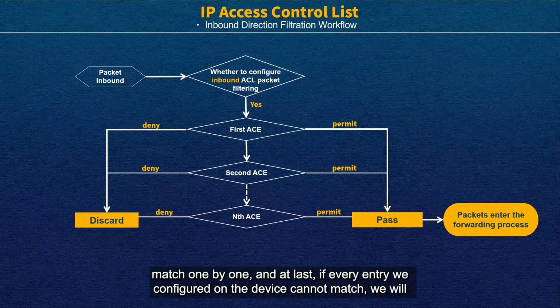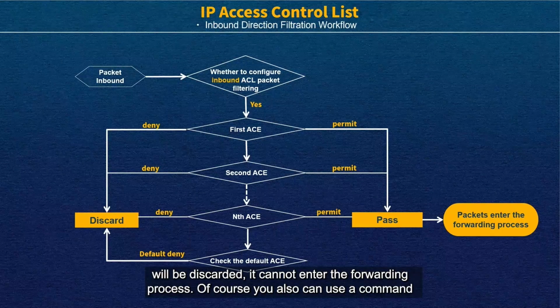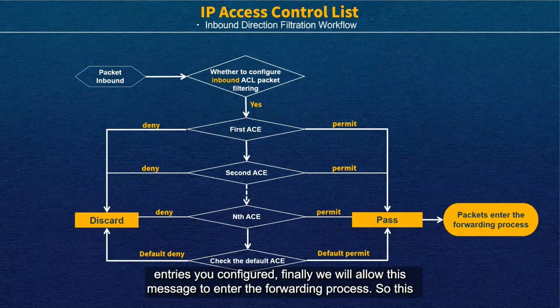And at last, if no entry we configured on the device matches, we will check the default ACE. The action of the default ACE is deny. So finally the message will be discarded and cannot enter the forwarding process. Of course, you can also use a command to change the default action to permit. That means all the messages that cannot match the entries you configured will finally be allowed to enter the forwarding process.